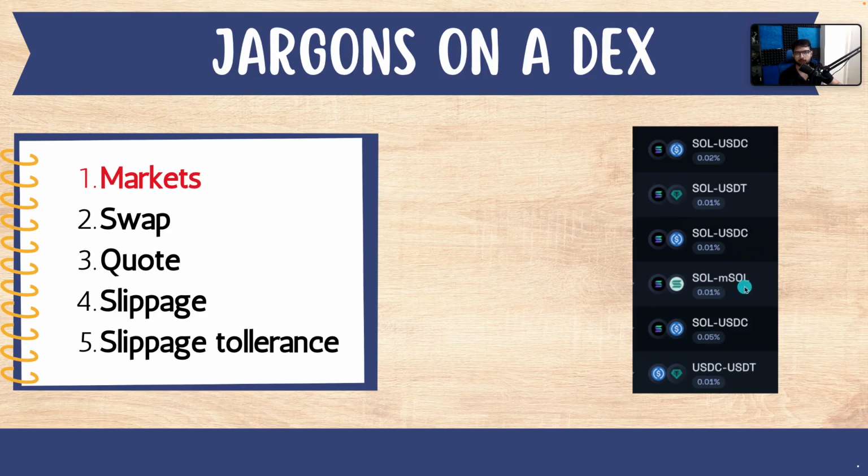Sol MSol pool. Harkirat, what is MSol? Don't worry about it. Think of it like a token only. Something extra, but think of it like a token. Another Sol USDC market, Sol USDT market. So there are various markets. Sometimes the same market only, but they have different pools.